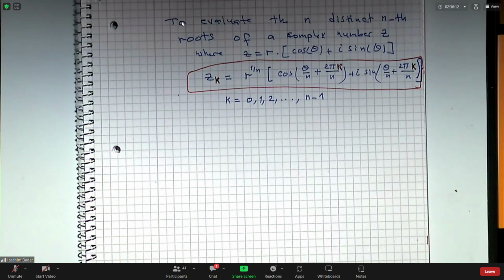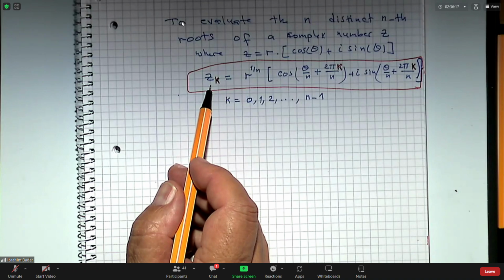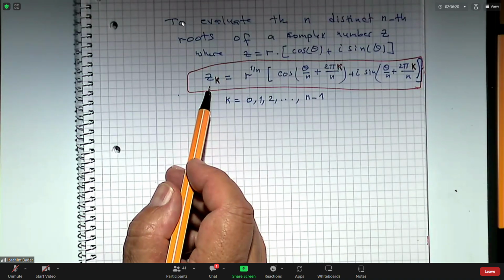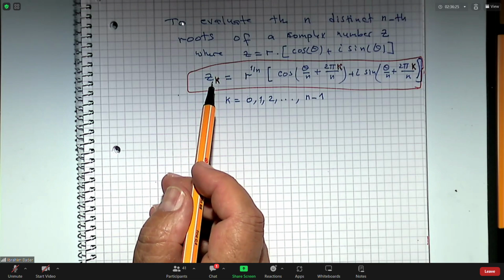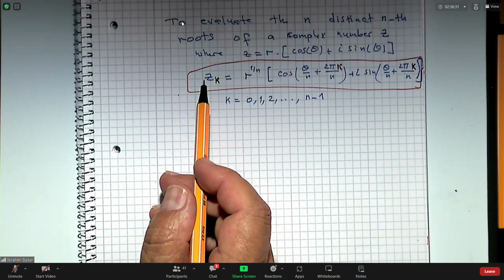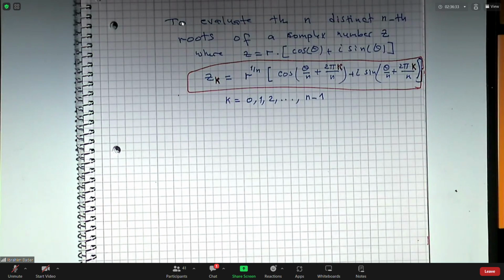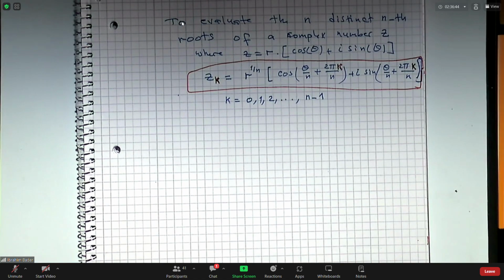Okay, so for instance, if you want to evaluate the three distinct third roots, you evaluate Z0, Z1, Z2. So you run this index from 0, you plug it in first time 0, second time 1, third time 2. Okay, so you have always n minus 1 as the last term of your index, and you just plug it into this one here.